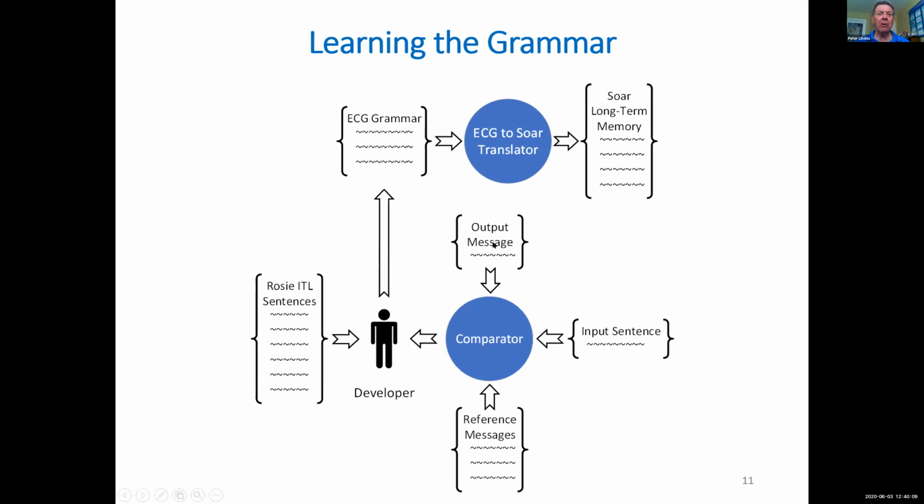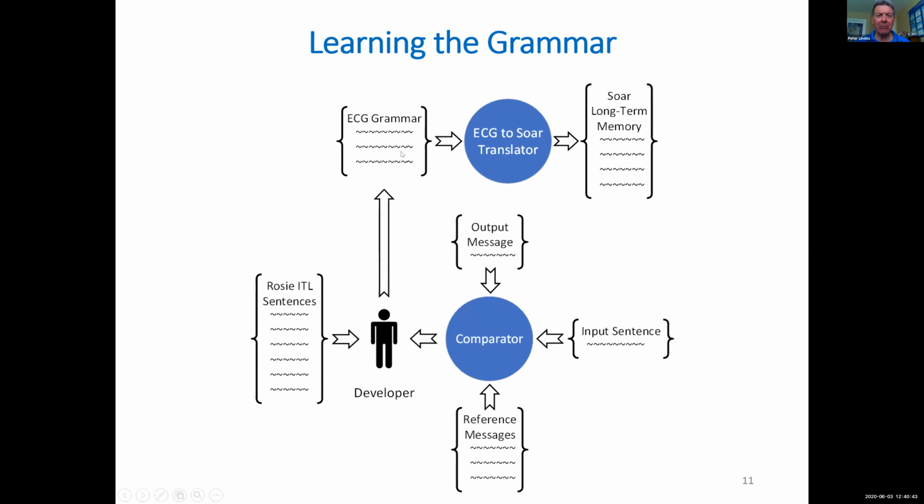Now we have this long-term knowledge. So over here in this upper right-hand corner, this represents the long-term knowledge that that algorithm is using. Well, where does that long-term knowledge of language come from? We're using a formalism called ECG, which stands for Embodied Construction Grammar, that was developed at UC Berkeley. And so we have a grammar written in this high-level grammar ECG language, and that's translated by a program into data that goes into Soar's long-term memories.